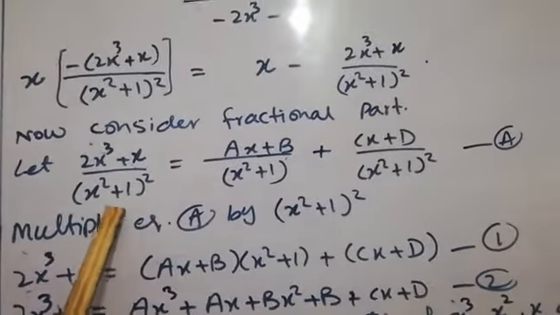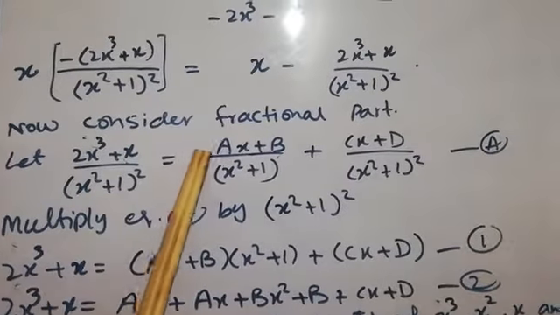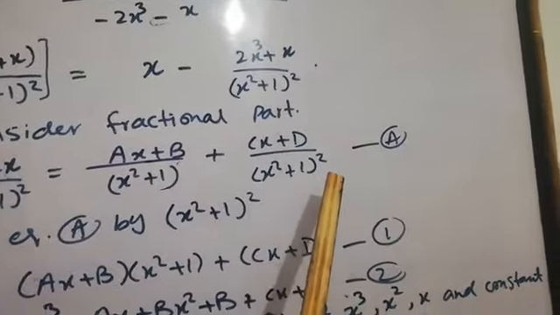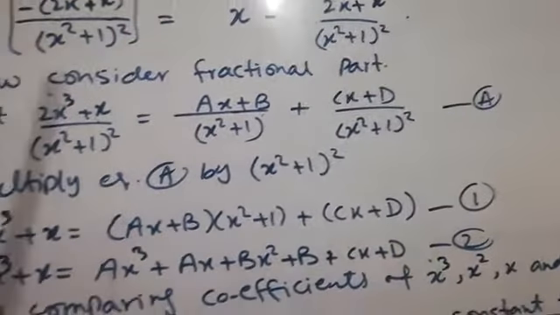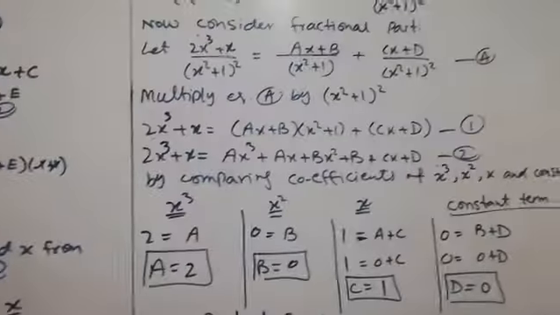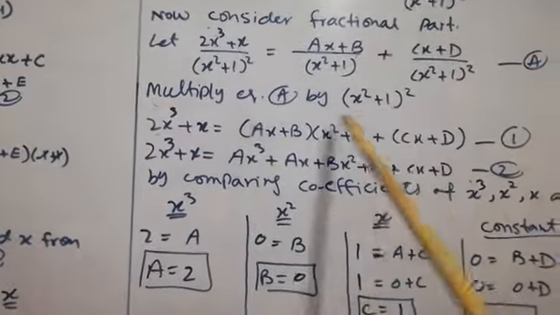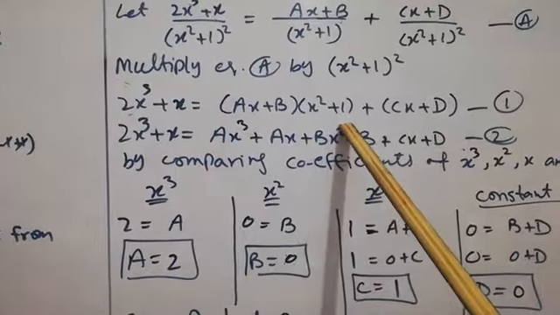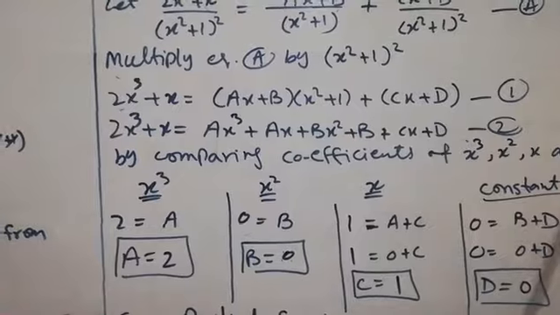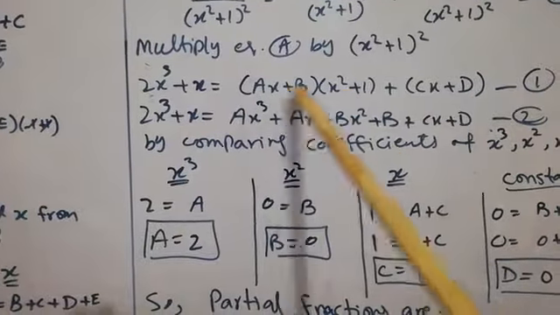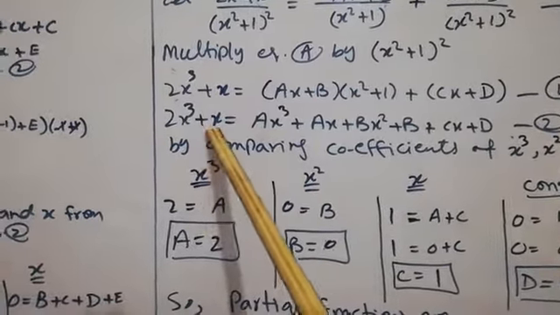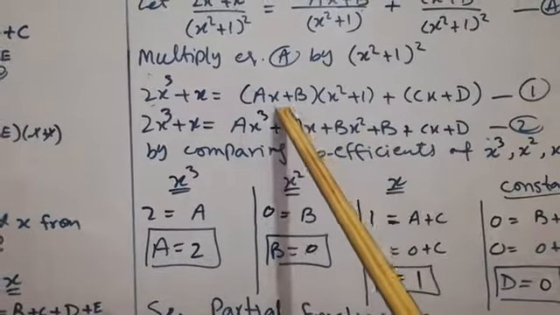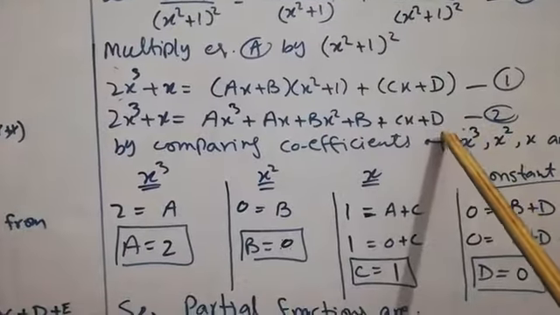and make the partial fractions of it. Since this is the quadratic form, we will write it as ax plus b by x square plus 1 plus cx plus d by x square plus 1 whole square. This will become equation A. Now, my dear students, we will multiply equation A by x square plus 1 whole square, and we get 2x cube plus x equals ax plus b into x square plus 1 plus cx plus d. This is equation 1. Now we remove the brackets and multiply and get 2x cube plus x equals ax cube plus ax plus bx square plus b plus cx plus d.